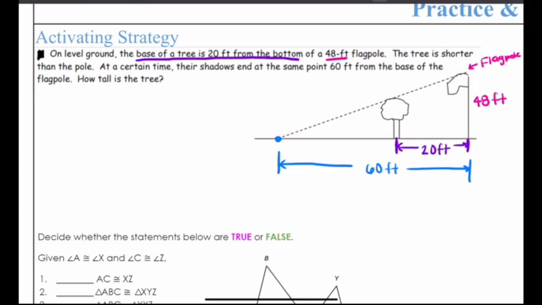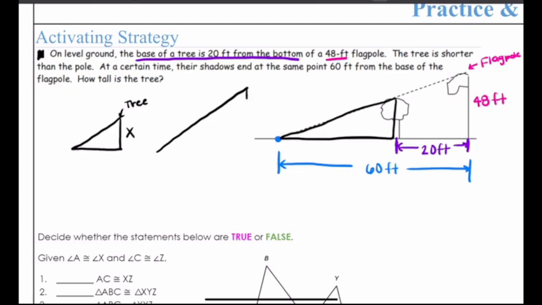So now, since I know this whole distance is 60 feet, basically what's going to happen here is I'm going to separate this problem into two smaller triangles, okay? The first triangle is the one with the tree. So this is the one with the tree over here, this triangle. And again, we're trying to find the height of the tree. So this will be X. We don't know what that is. And then my second triangle is the bigger one.